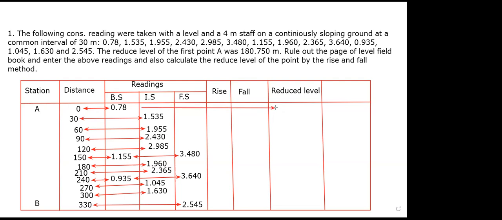So first RL value is 180.750. अच्छा, अब देखो कि फॉल कैसे कैलकुलेट होगा. फर्स्ट BS रीडिंग इज 0.78 एंड नेक्स्ट जो भी फॉल हुआ है वहां पे, वो फॉल होने के बाद जो रीडिंग आया है वो है 1.535. ठीक है, क्यों फॉल हो रहा है? देखो कि ग्राउंड था ऐसा, यहाँ पे एक रीडिंग लिया है, यहाँ पे फॉल मींस माइनस वैल्यू. नेक्स्ट फिर से फॉल हो रहा है, इसलिए 1.135 फॉल हुआ है. नेक्स्ट जो फॉल हो रहा है वो 1.955 फॉल हो रहा है.